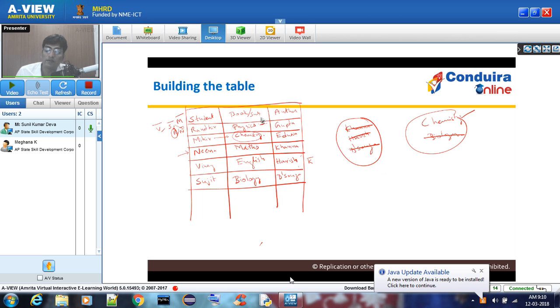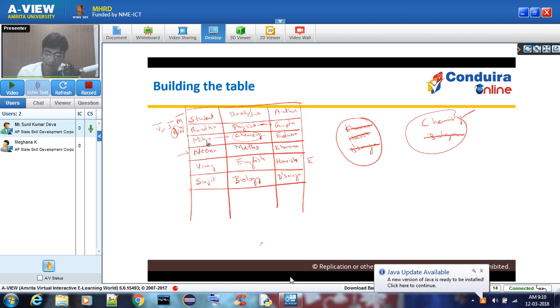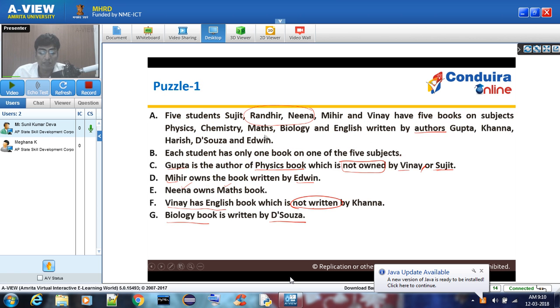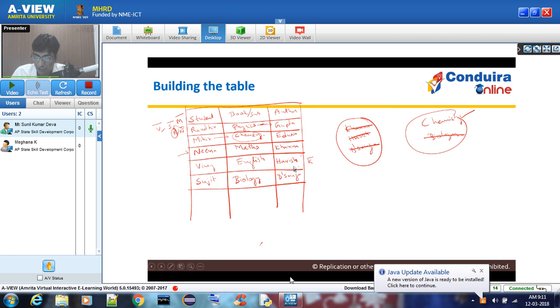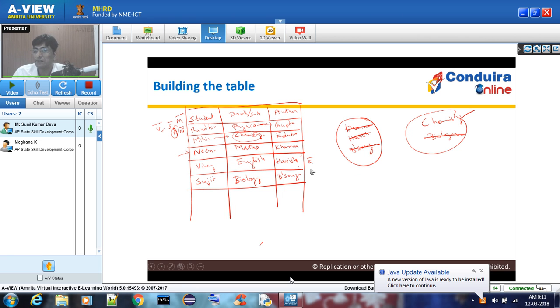Okay, the physics book is written by Gupta. It is not owned by Vinay or Sujit because it is owned by Ranveer. This is also correct. Mihir owns a book written by Edwin. That's correct. Mihir, Edwin. Meena owns the math book. Meena and the math book is right. Vinay has an English book not written by Khanna. Vinay, English, Harish, so that's also valid. The biology book was written by D'Souza. This is again valid. Once you get this table, we can look at the questions.